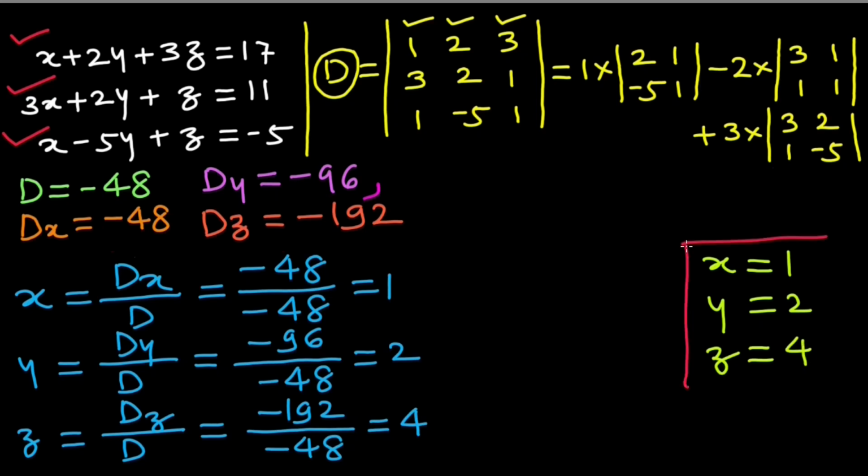So x equals 1, y equals 2, and z equals 4 will be the solution of these three linear equations in three variables x, y, and z.